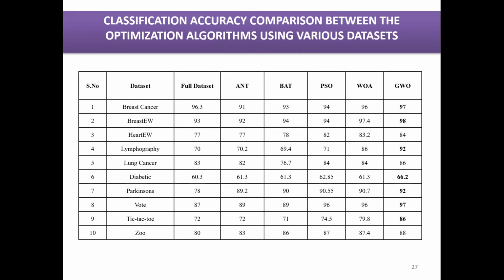And this is a classification accuracy comparison between the other algorithms. This is the full data sets accuracy without optimization algorithm. And it shows the gray wolf optimization gives better results than the others in most of the data sets.